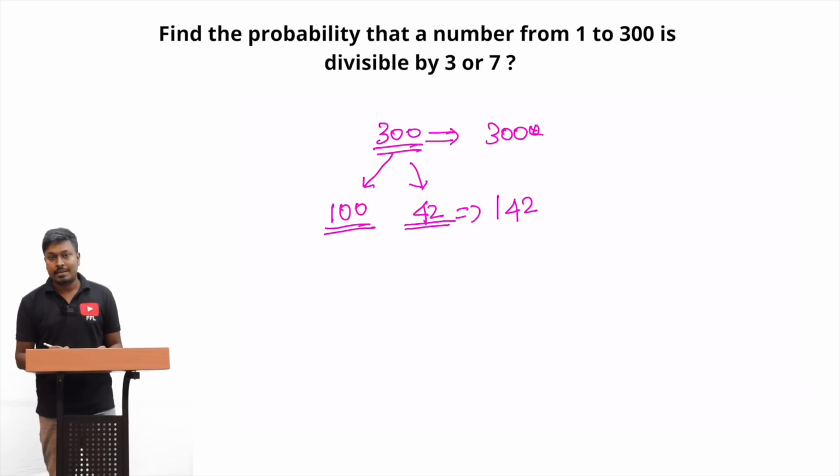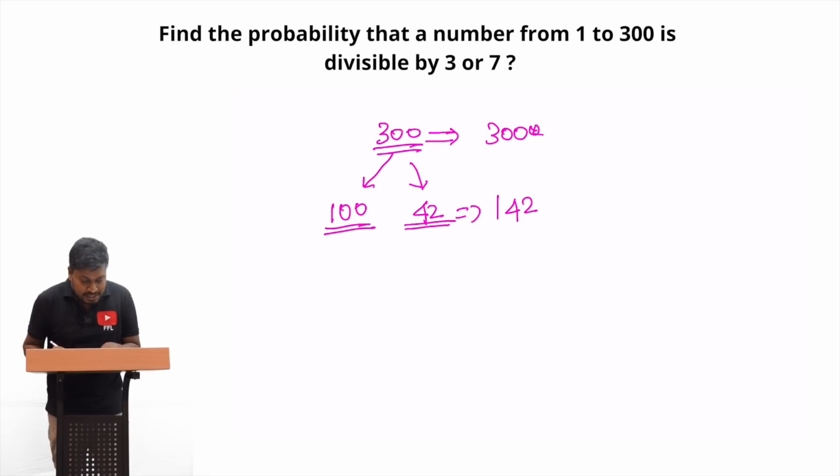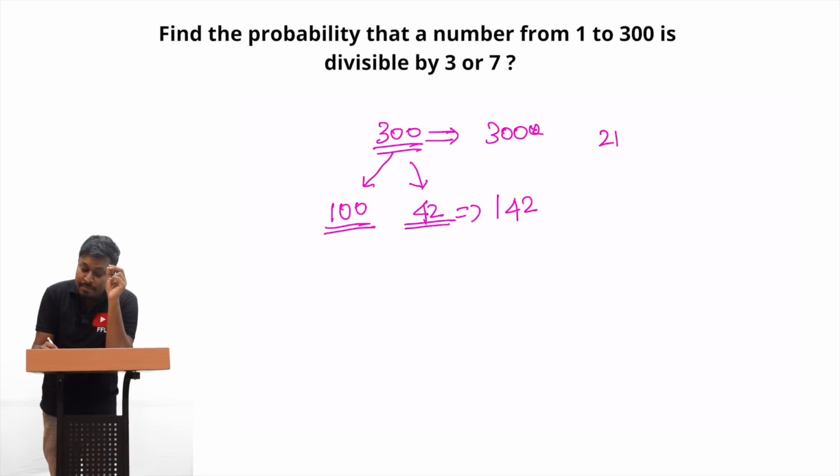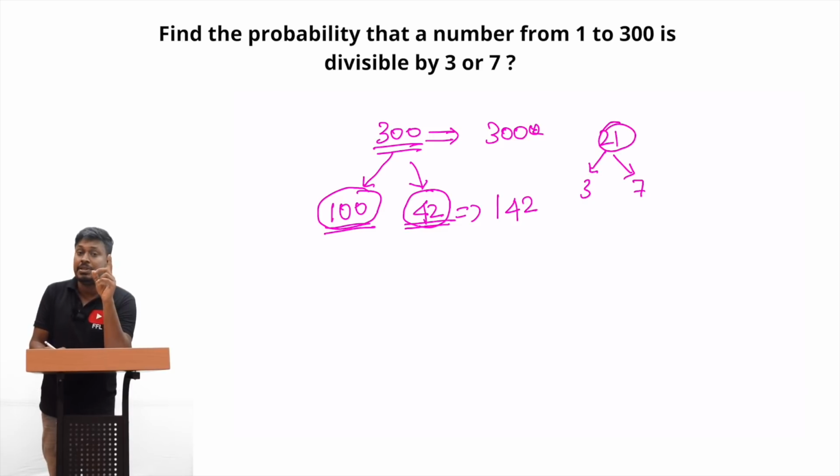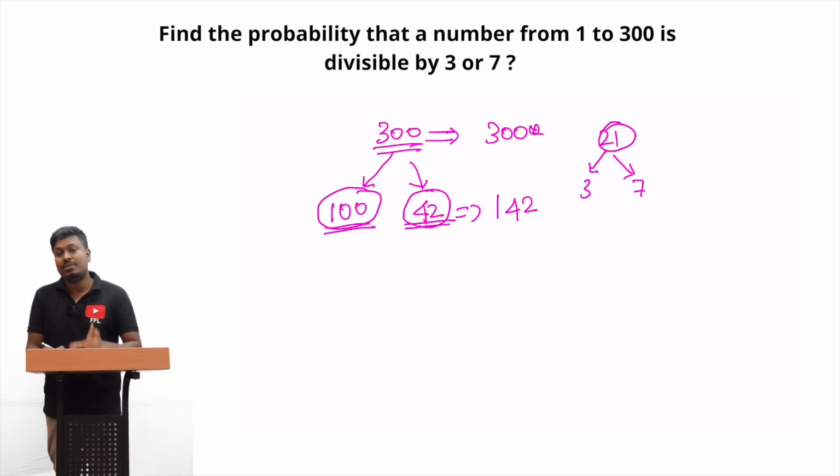But here the point is, read the question again: find the probability that a number from 1 to 300 is divisible by 3 or else divisible by 7. Got it? So 7 or 3, which means addition. When you look at the numbers carefully, take a number like 21. The number 21 will be divisible by 3, as well as the same number 21 will be divisible by 7. So inside this 142 numbers, the number 21 is counted 2 times. So we have to subtract the 21, right?